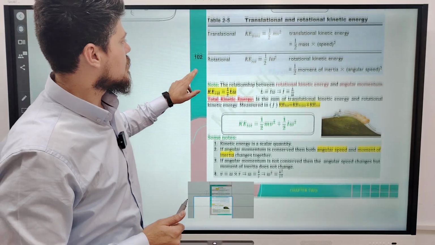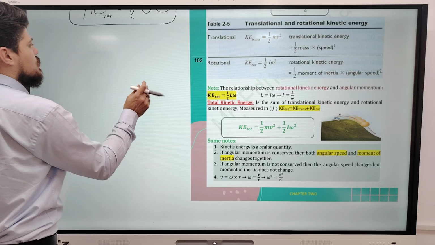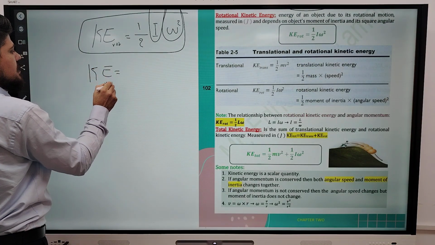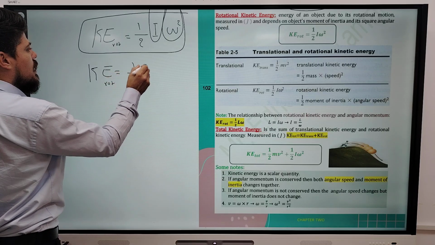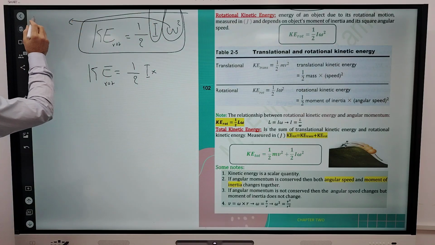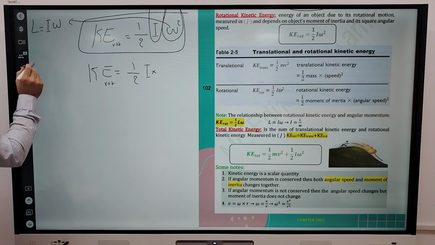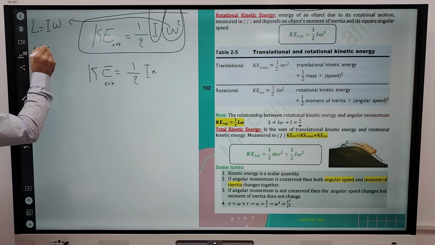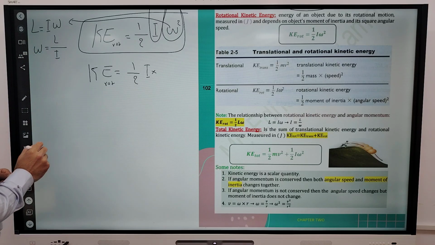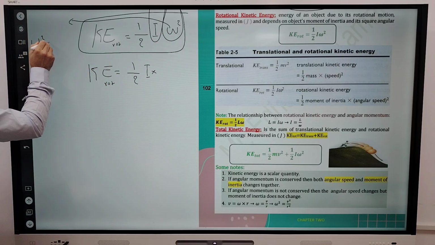Okay? So the relationship between rotational kinetic energy and the angular momentum. So we can represent rotational kinetic energy like that. Okay, 1/2 I times. And instead of omega squared, if you remember, in the angular momentum, L is equal to what? I omega. Okay, so what about omega is equal to what? Omega is equal to L over I. Okay, so omega squared is equal to what?